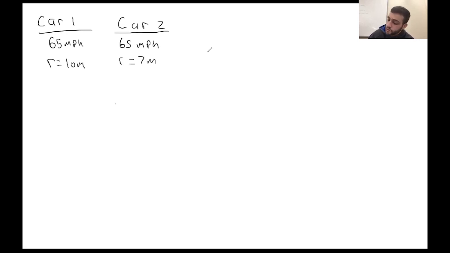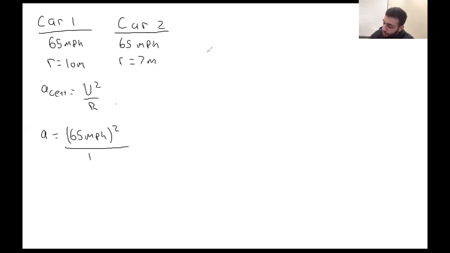So starting off with the first one, we know that the centripetal acceleration is equal to v squared over r, like we discussed earlier. That's part of the reason that we know that car two should have the larger number. So if we want to plug in the values that we're given, we are given 65 miles per hour, and then that is squared, and then that is over our 10 meters. So my answer is going to be in miles per hour squared. That might be a little bit different than what you have, but it's okay.